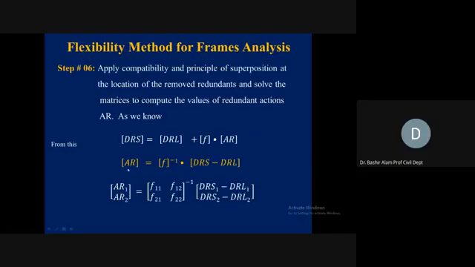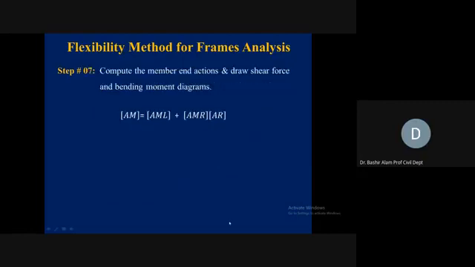So again, the same configuration we have. AR is equal to F inverse times (DRS minus DRL). Here again, the member actions: the same way, AM is equal to AML plus AMR times AR. So we can find out the member actions, and after that, we can draw the shear force and bending moment diagrams.